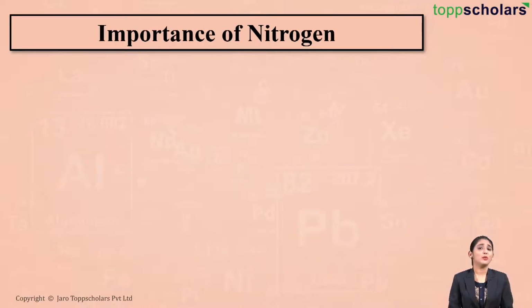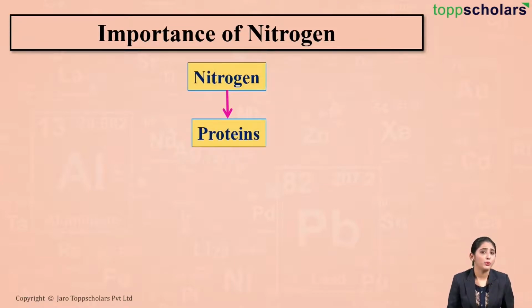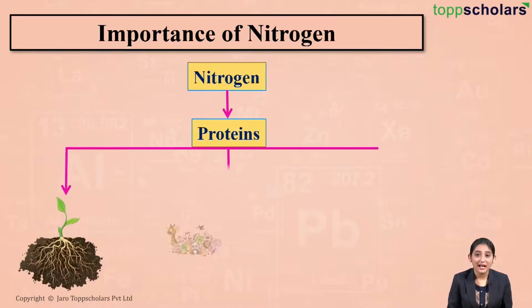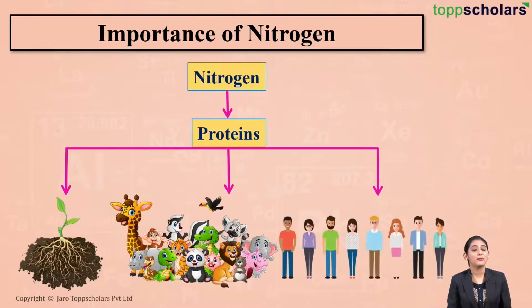Now let's move on to the importance of nitrogen, friends. Nitrogen is a very important constituent of proteins, right? And this protein is necessary for the growth of plants, animals as well as human beings. But friends, we cannot directly use the nitrogen present in the atmosphere, right? Can we use nitrogen directly? Do we directly use nitrogen by absorbing it? No. So how is nitrogen actually used? How is it actually converted into proteins?